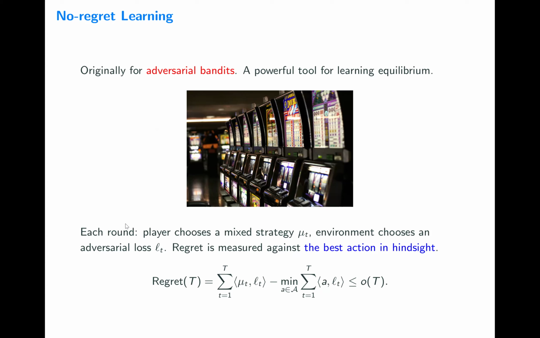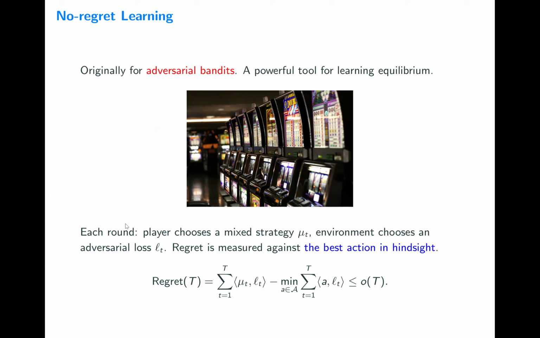And then the environment, imagine there's a very bad boss of the casino in the back, who can tune the probability of each machine to give you the reward. So he chooses some adversarial loss. This loss is chosen before he sees your action at time t, but he can depend on your previous behavior. For example, if you always play the first arm, he can make the first machine have a huge loss. This is why it is called adversarial loss.